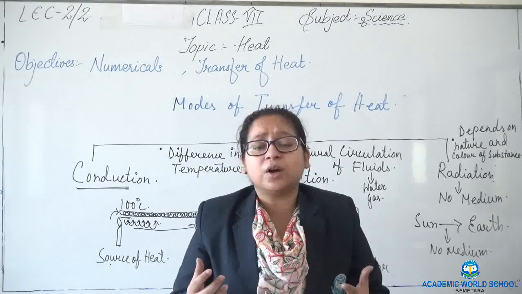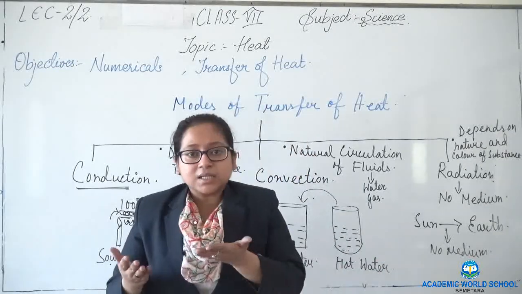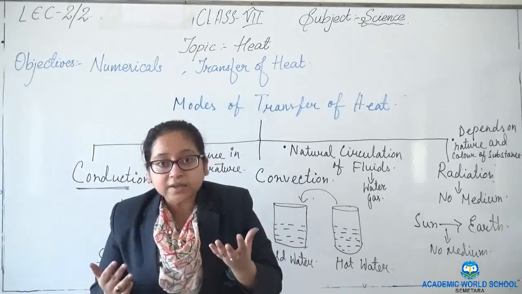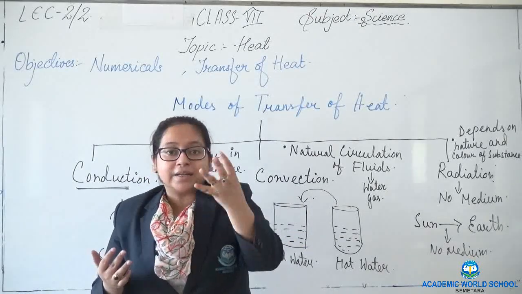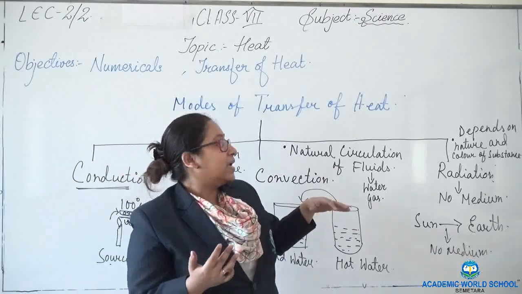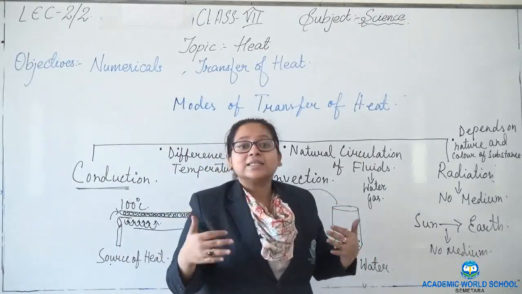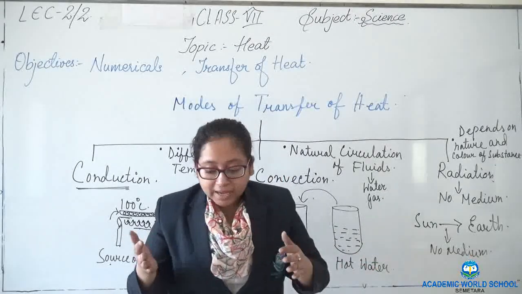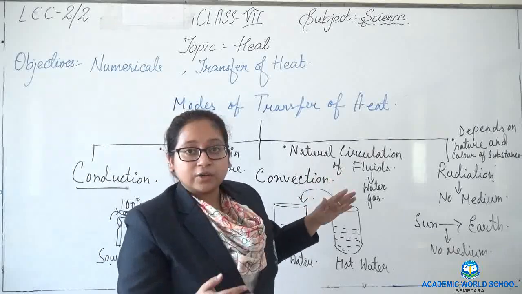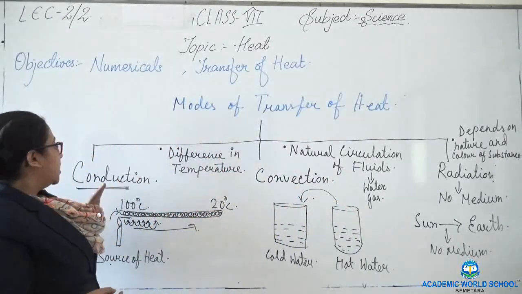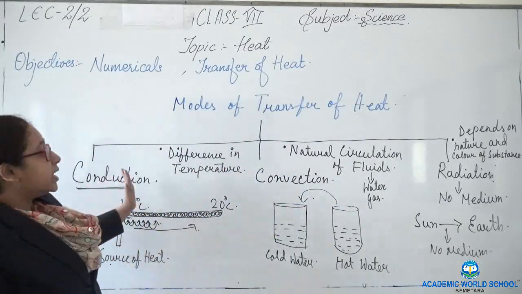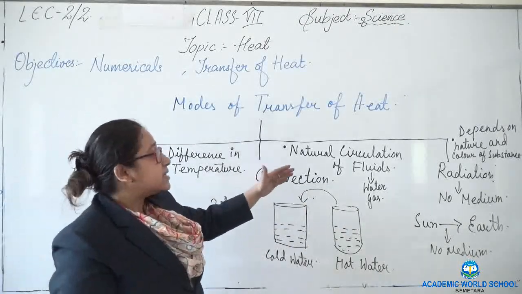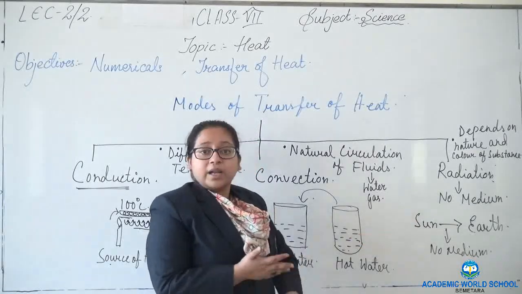Now you will observe that in many utensils, the base of the utensil is black in color. Why? Being black in color, it absorbs the heat. When it absorbs the heat, it gets heated up faster and the food is cooked quickly. Now these are the things which we need to keep in mind. So the modes of transfer of heat: one is conduction which happens in solid, one is convection which happens in fluids like water and gas, and radiation where it does not require any medium.